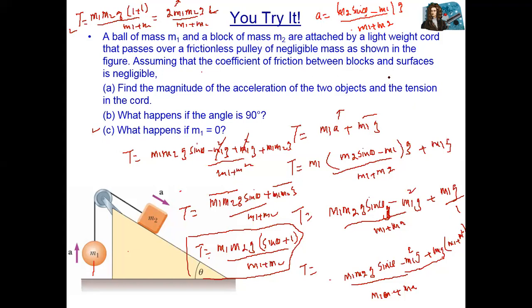Our acceleration formula will be M2 into sine theta multiply with G divided by only M2 because M1 is 0. This will be the acceleration formula when M1 is equal to 0. Tension will be 0 because we have M1 multiply with M2, so this complete tension will be 0. Acceleration will be M2 sine theta G divided by second one, mass number 2.